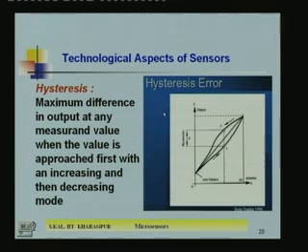Here I may mention that hysteresis is a property of the material. Different materials have different hysteresis properties. For example, silicon has minimum hysteresis. That is why silicon is one of the chosen materials for sensors. For magnetic materials, such as manganese, iron or nickel, the hysteresis quantity is more.